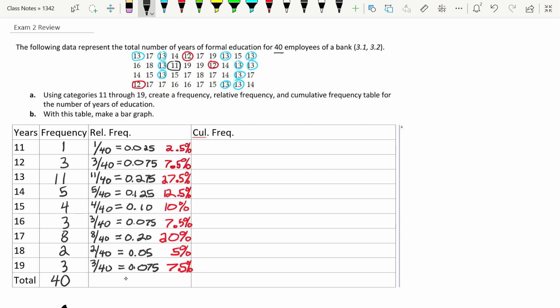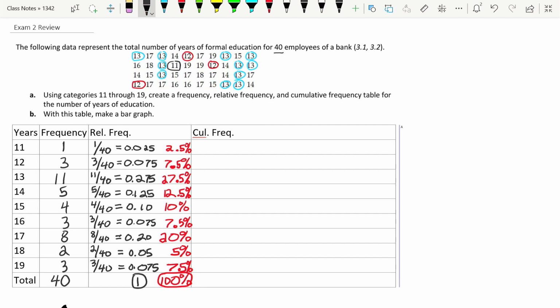The total should come out to be equal to 1 or 100%, unless we've rounded, in which case it could be slightly different. Here I didn't round any at all in my decimals when I divided by 40, and so everything came out to add up to 100%.